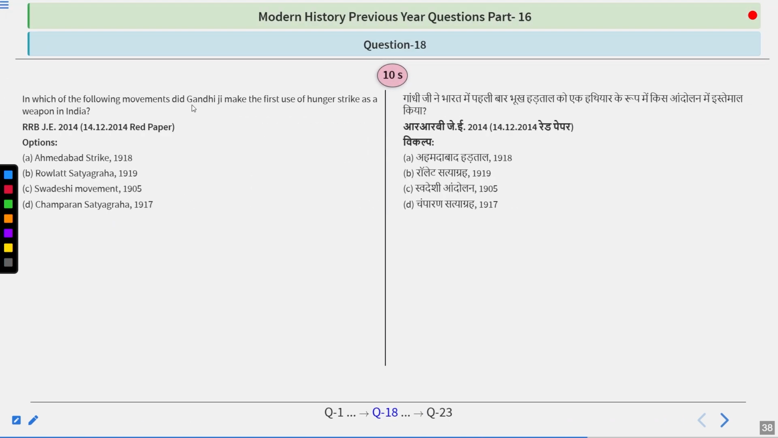In which of the following movements did Gandhiji make the first use of hunger strike as a weapon in India? Ahmedabad strike 1918, Rowlatt Satyagraha 1919, Swadeshi movement 1905, Champaran Satyagraha 1917. Think about it, guys.